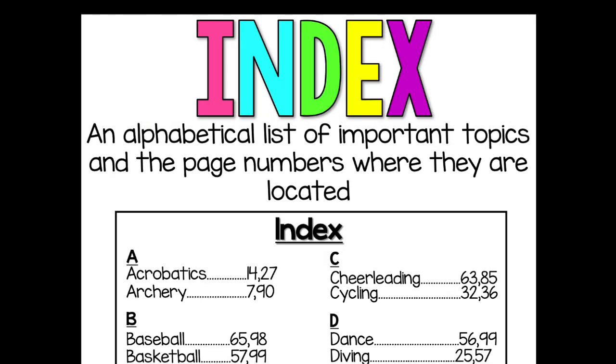Lastly, we have the index. This is my favorite nonfiction text feature. In the back of a lot of nonfiction books, you'll find it. It's an alphabetical, or ABC order, list of topics in the book and tells you what page you can find them on. So if you're doing research on a certain animal, for example, you could turn to that page, look up your animal, and it will tell you exactly where to find it in the book.